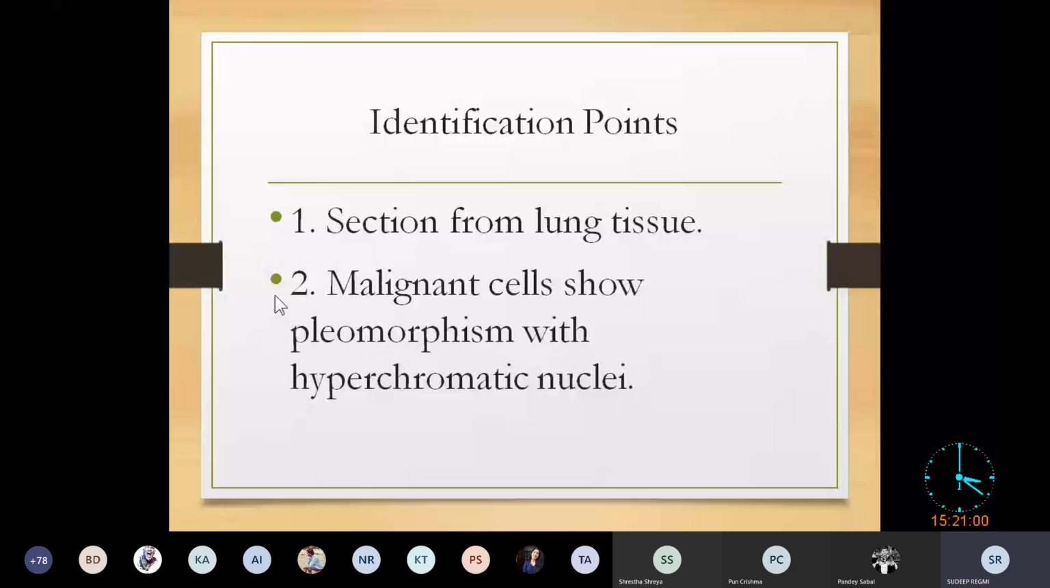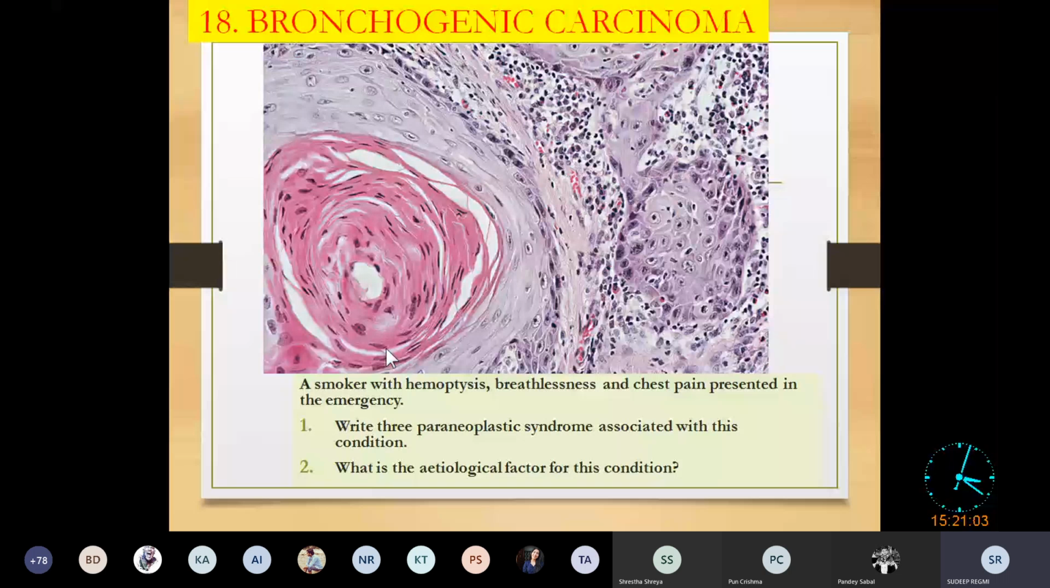Now the question might be: a smoker with hemoptysis, breathlessness, and chest pain presented in the emergency. What do you mean by hemoptysis? Sir, blood in cough. Okay, blood in cough. So along with blood in cough, the patient had breathlessness, difficulty in breathing, and chest pain presented in the emergency. So write down the 3 paraneoplastic syndromes associated with this condition.